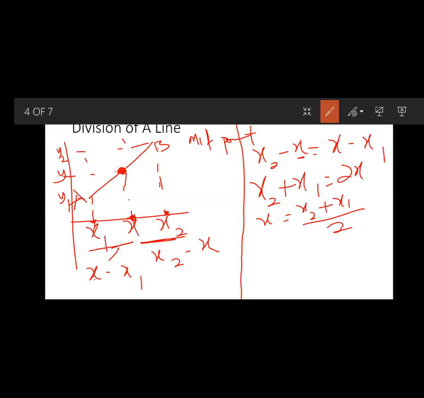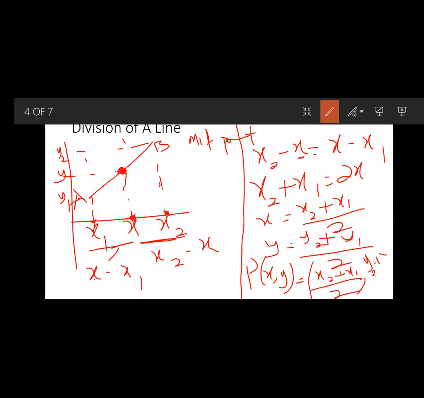Likewise, our y will also follow the same format. It will be y2 plus y1 over 2. So hence, if our midpoint is x comma y, our coordinate will be equal to x2 plus x1 over 2, comma y2 plus y1 over 2. So that's the coordinate of the midpoint. That is how you get the coordinate of the midpoint.